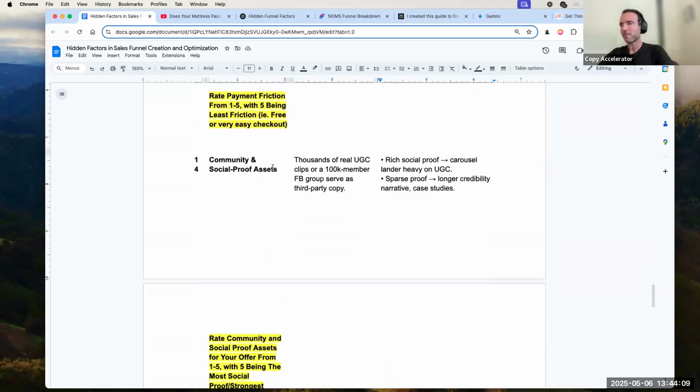Two more. Community and social proof assets, right? I've brought up social proof a bunch of times. Generally, if you have a ton of legit social proof, both throughout a funnel, but also online, social media accounts, people are talking about you. If you have this big community of 100,000 plus people that you can point to and show that folks are a member of it, if you have that level of rich social proof, you don't need as much time talking about your credibility, things like that.